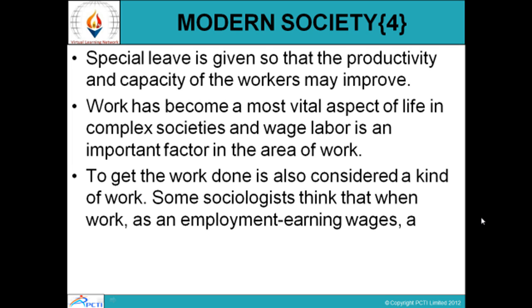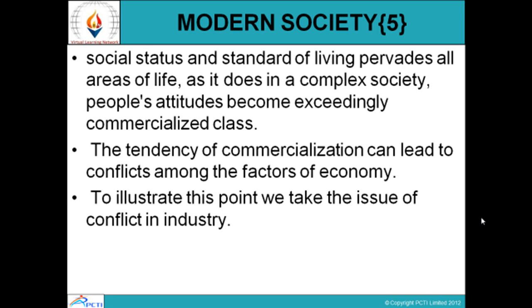To get the work done is also considered a kind of work. Some sociologists think that when work is employment earning wages, a social status and standard of living pervades all areas of life, as it does in a complex society. People's attitudes become exceedingly commercialized. So the tendency of commercialization can lead to conflicts among the factors of economy.